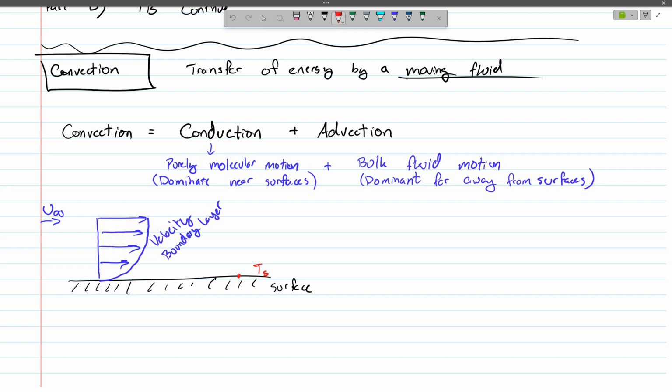And we also, right, if our fluid is at some temperature T infinity, then guess what? Well, usually it's going to be colder. We're going to have some thermal boundary layer that develops as well.